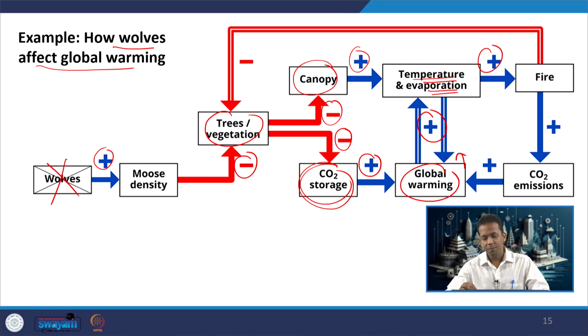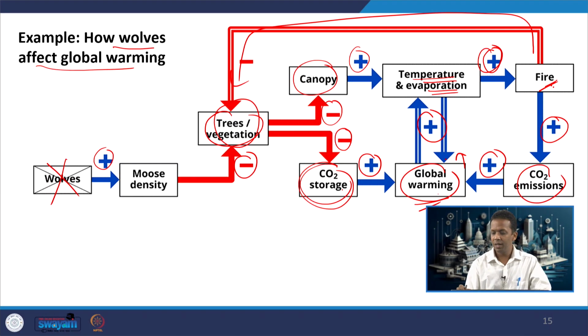Now, because of the increase in temperature and evaporation in the forest area, the chances for forest fires will go high. So, the amount of fire will be increased, the number of fires will be increased. Because of fire, there will be CO2 emissions. Again, it will have a reinforcing effect, an increasing effect on CO2 emissions, and CO2 emissions increase means global warming increased. So, CO2 storage decreasing and CO2 emission increasing will lead to global warming, and that is what completes the loop. And when there is a fire, what is going to get burnt? Trees and vegetation. So, you can see with the increase in fire, the number of trees and vegetation go down.